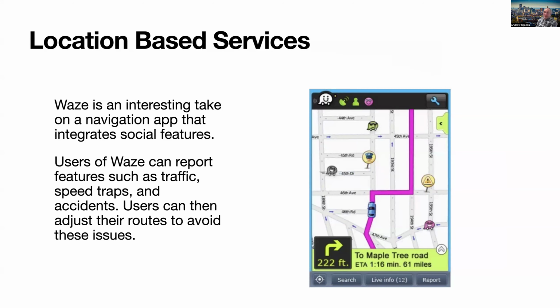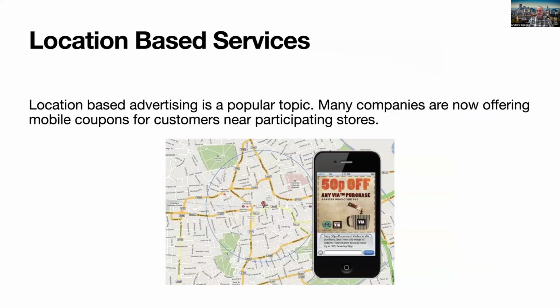Waze is a very interesting example of location-based services because it's a chaotic navigation app that integrates some social features, right? In the sense that it's not just about getting from A to B. You can report traffic traps, speed traps, traffic accidents, and things like that. So there's a social element as well as just the routing from A to B. Users can therefore adjust their routes, or Waze will suggest alternative routes based on what users are putting in, to avoid traffic jams. But again, this is being enabled through mobile GIS applications, enabled through GPS and so forth.